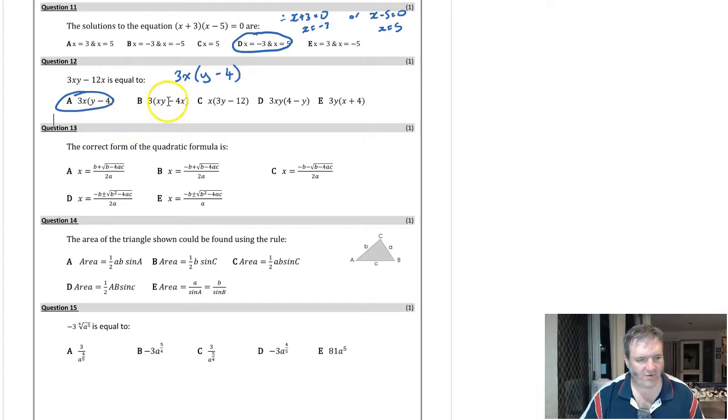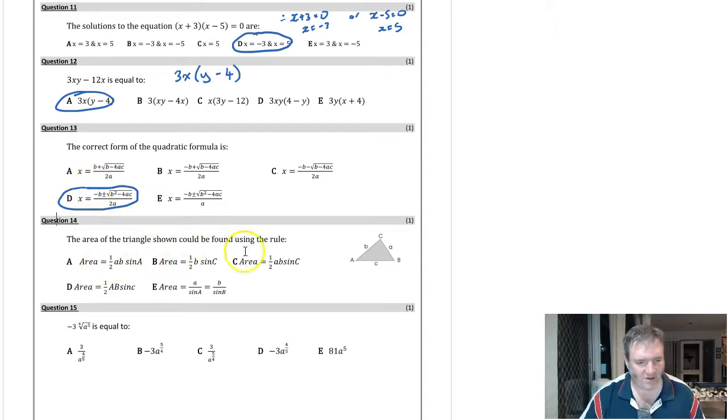The correct form of the quadratic formula is, if you don't know the song, you should be looking it up. Those of you who do know the song will know it's negative b plus or minus square root of b squared minus 4ac, divided by 2a. Letter D. There we go.